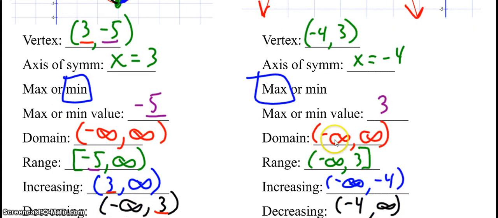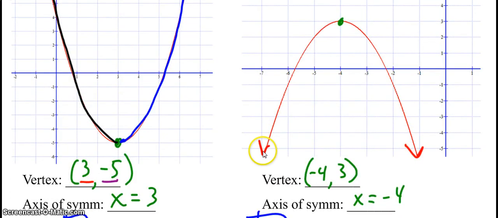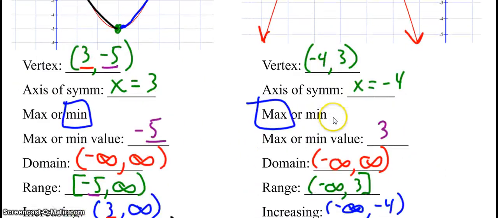The domain is always all real numbers or negative infinity to infinity since it's a quadratic function. Another way to think about that is this is going to go to the left forever, this is going to go to the right forever, and we include everything in between.